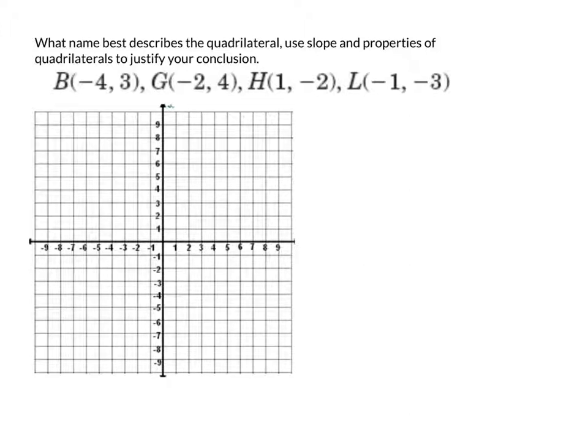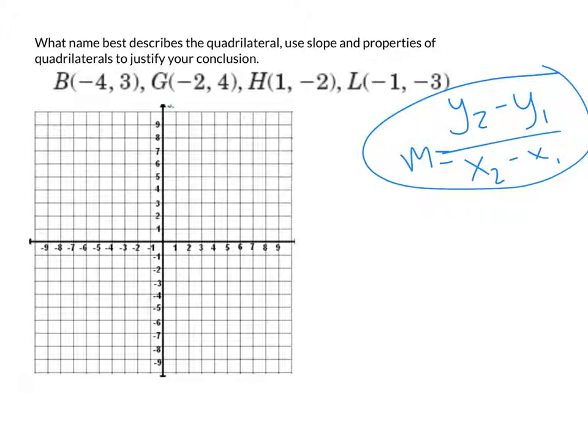You could always use your slope formula if you forgot what that is. That's the change in y, y2 minus y1, over the change in x, x2 minus x1. That is what our slope formula is. You can use that, but I prefer to really just count it out if I've got the graph right here, you know what I'm saying? So let's plot all these points real quick.